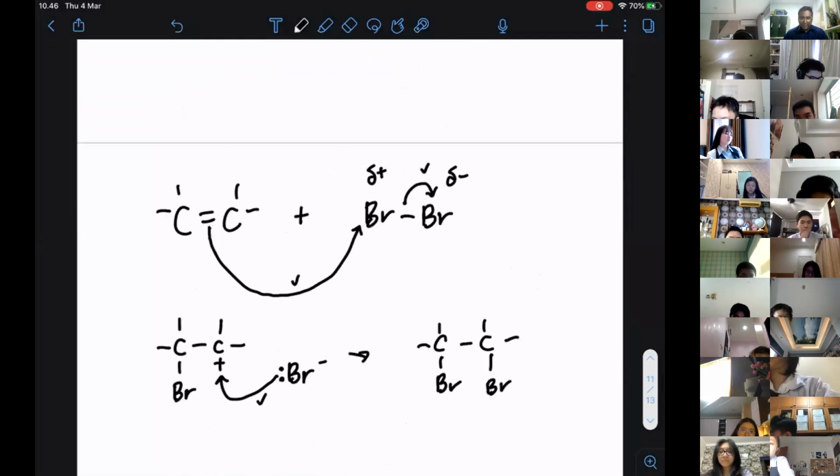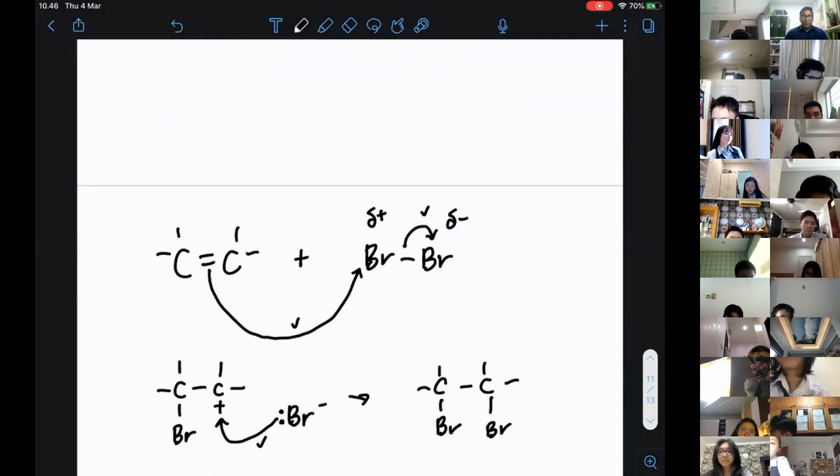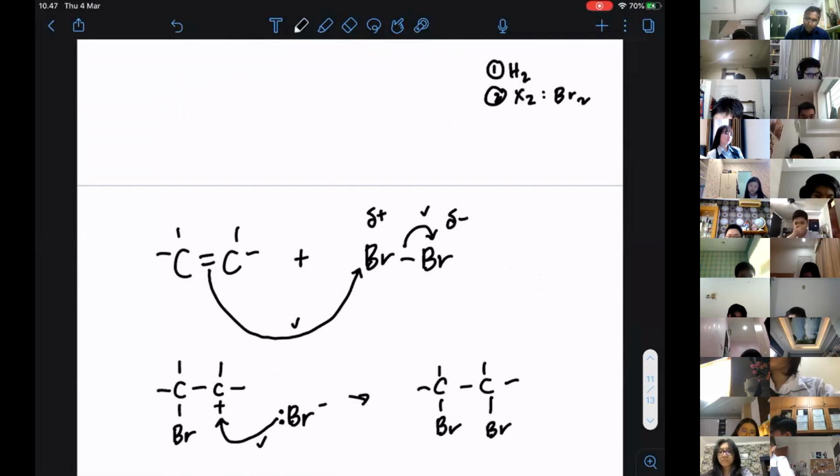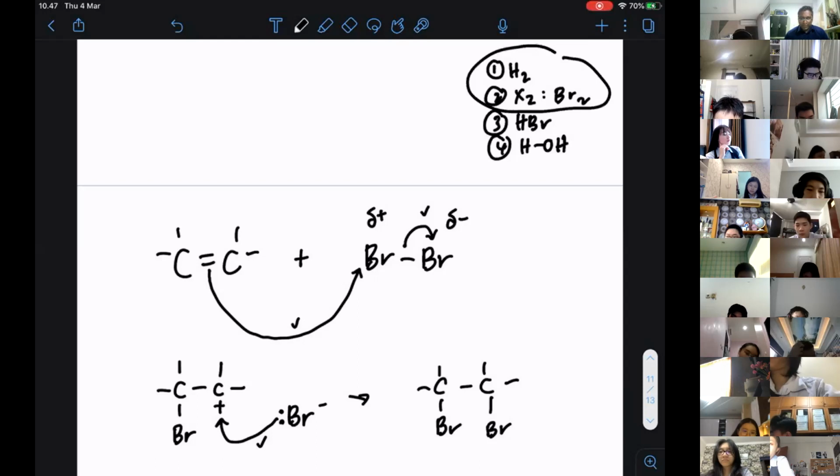But this method that I draw over here will be applied, because we know that there are 4 reactions. One is going to be H2. Second is going to be addition with Br2 or X2, which I'll put over here, similar to the Br2. And then third is going to be HBr. And then fourth is going to be HOH, steam. You can see that the one that I show for Br2 can be applied for H and H as well, hydrogen gas.